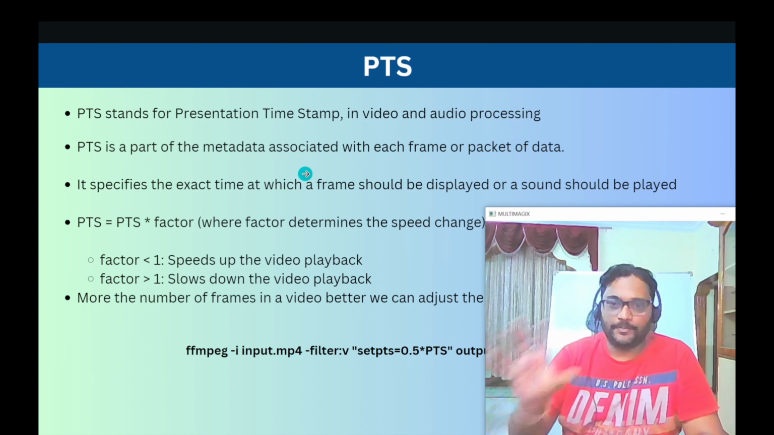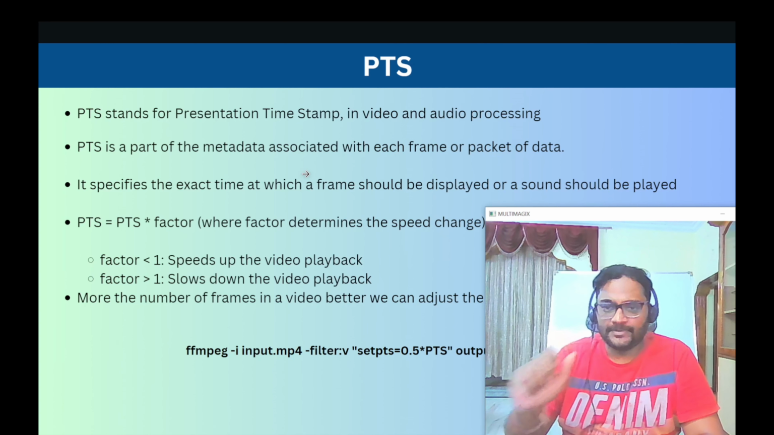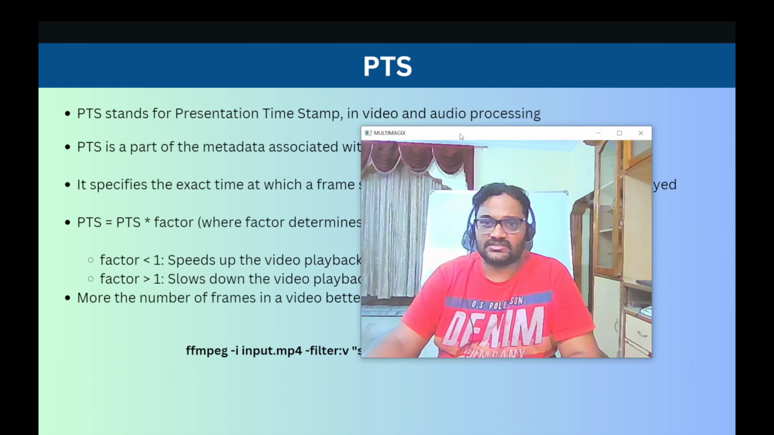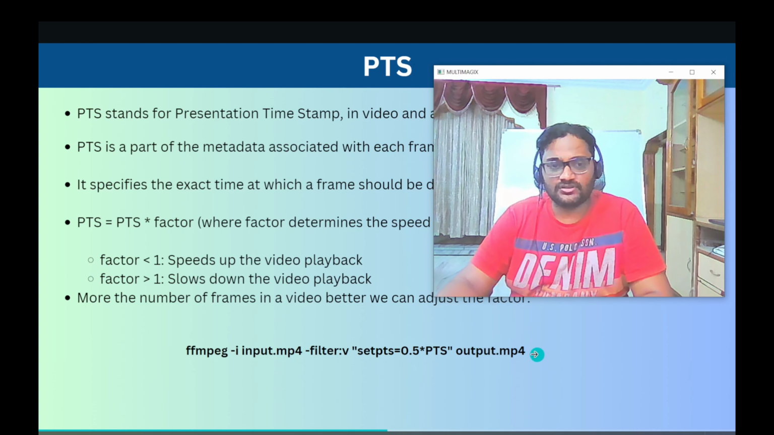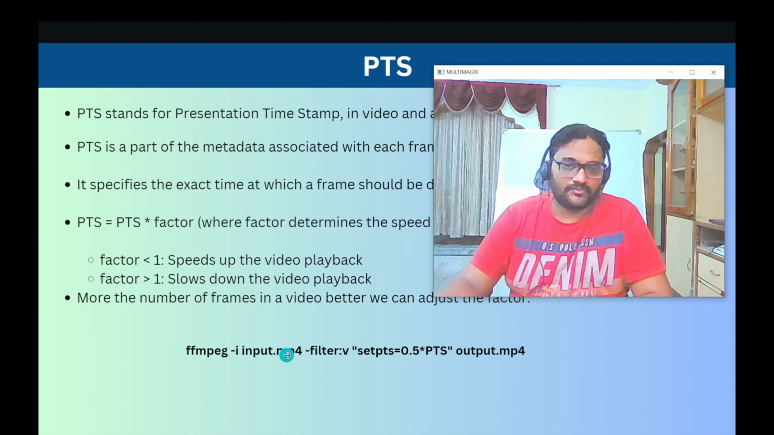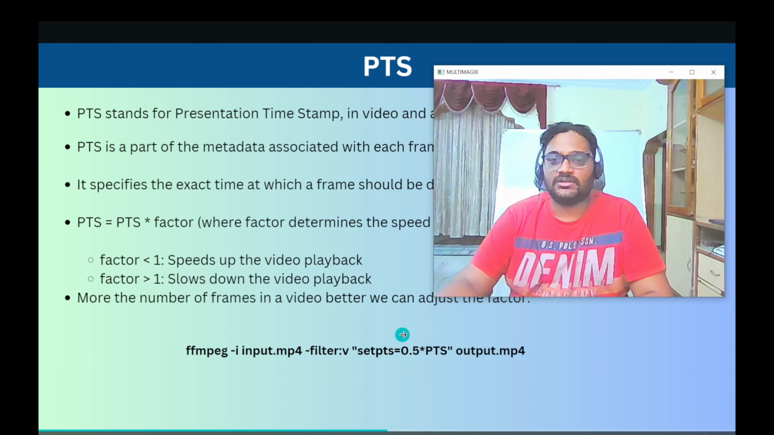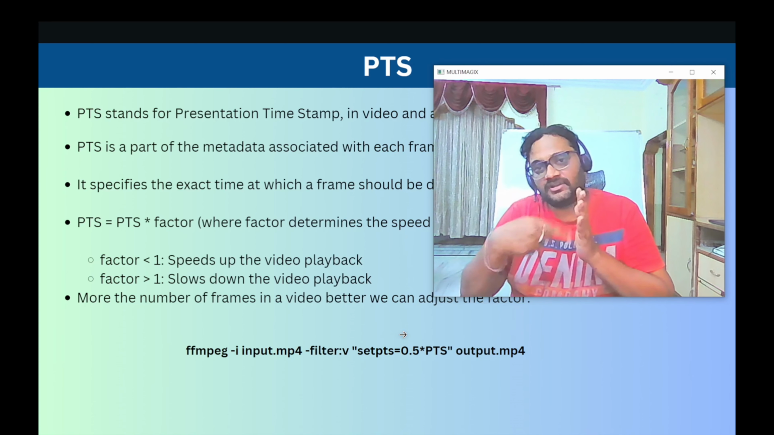So that's how you need to play around with the presentation time so that you can adjust the speed of a video. You can fasten it, you can slow it. In FFmpeg there is a command line option where you give an input file and you can fasten the video twice. If you want to fasten the video by twice, you simply multiply by the factor 1 by 2, which is 0.5, which means more frames will be displayed in less time.